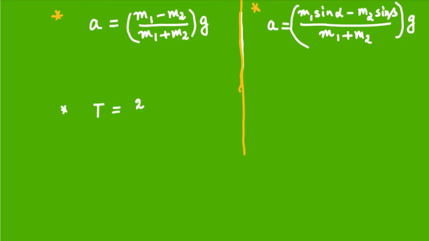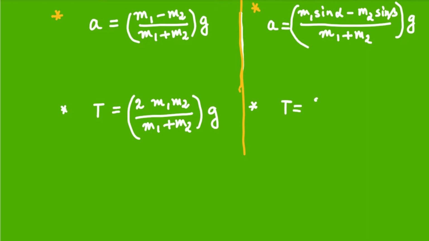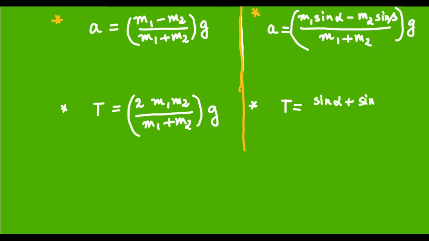And what about the tension? Tension is twice the product of their masses divided by the sum of their masses: 2 m1 m2 divided by m1 plus m2 into g. T has the same dimension as that of the force, and T is equal to sin alpha plus sin beta, bracket closed, into m1 m2 whole divided by m1 plus m2 into g.